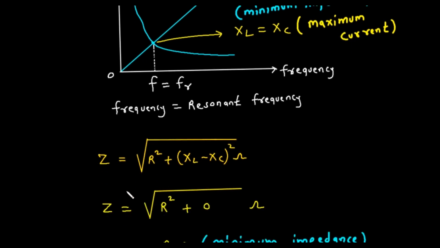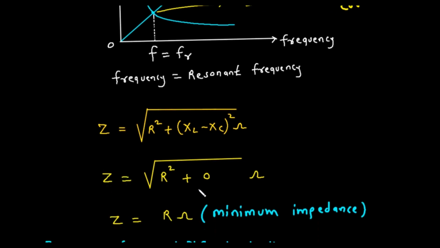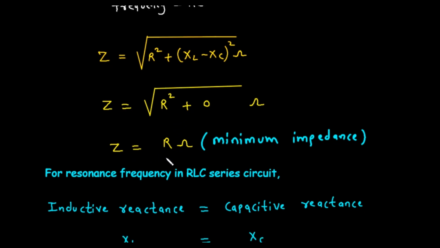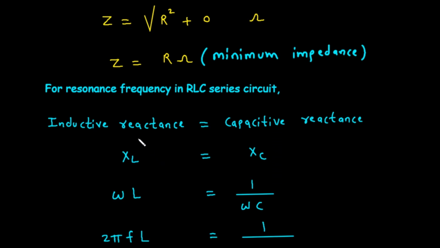Let's go back to our impedance formula, Z equals the square root of R squared plus (XL minus XC) squared. At resonance, since XL equals XC, the term XL minus XC becomes 0. So, the formula simplifies to Z equals the square root of R squared plus 0 squared. This just becomes Z equals the square root of R squared, which is simply Z equals R. This is the key takeaway. At the resonant frequency, the total impedance of the circuit is at its absolute minimum, and it is equal to just the resistance, R.